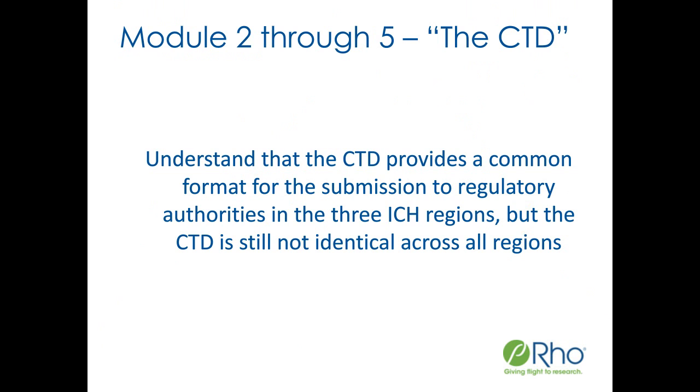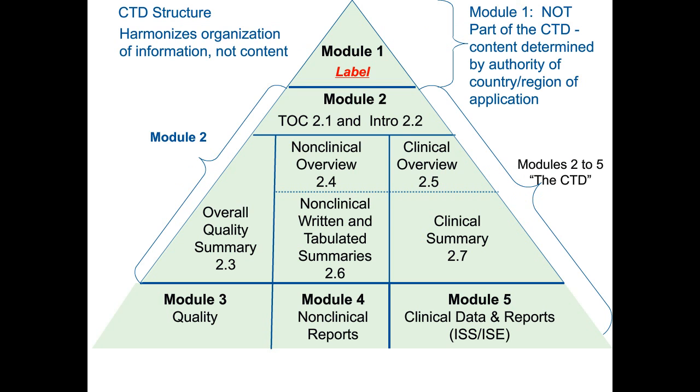So if Module 1 is regional and it differs between Japan, US, and Europe, Modules 2 through 5 are the CTD proper. And again, if you write this once, you can then use this section of the CTD in multiple regions around the world. So if you look at Module 1, again, the label is the distillation of all of this that's working up to the summary in Module 1.